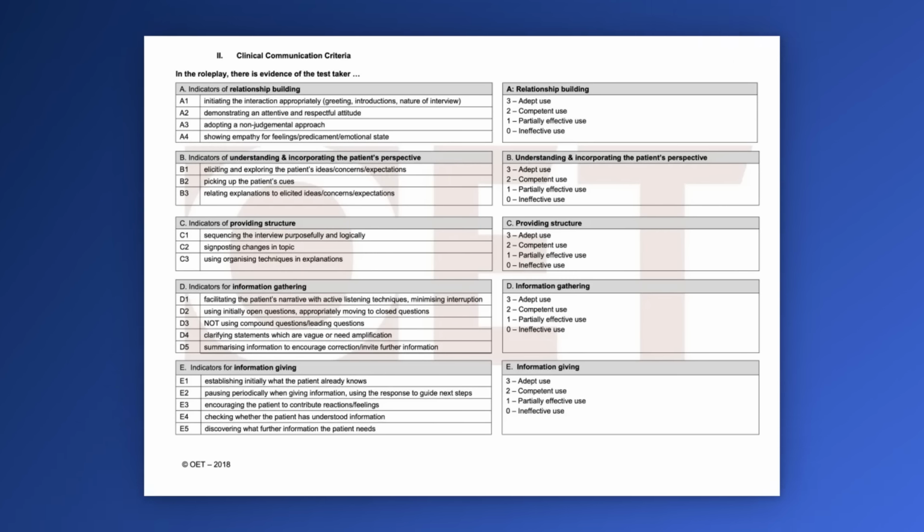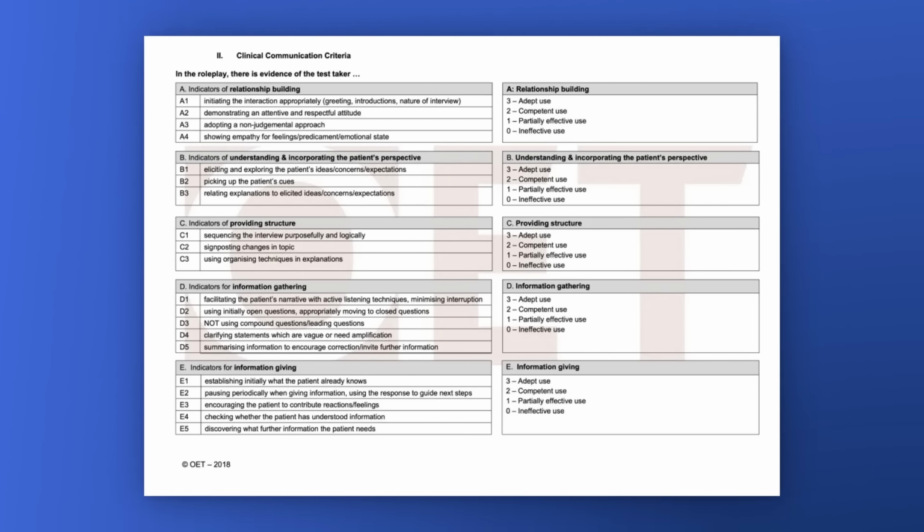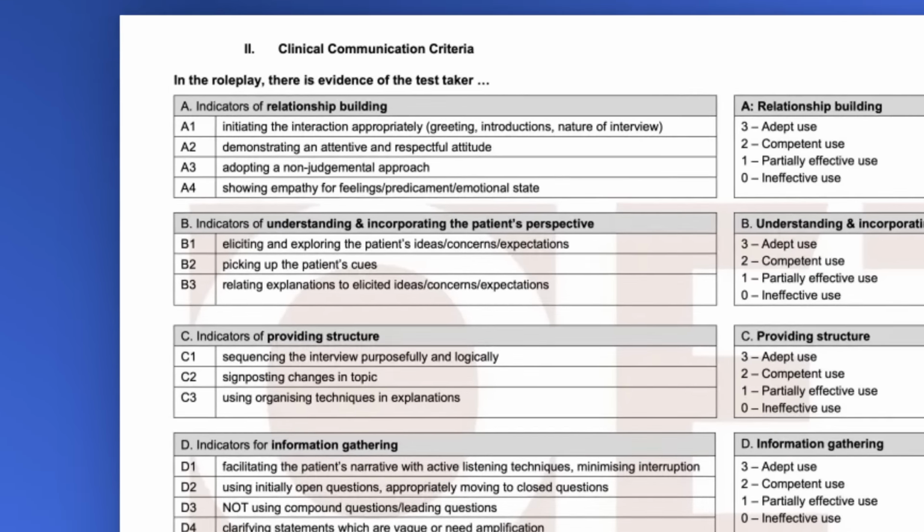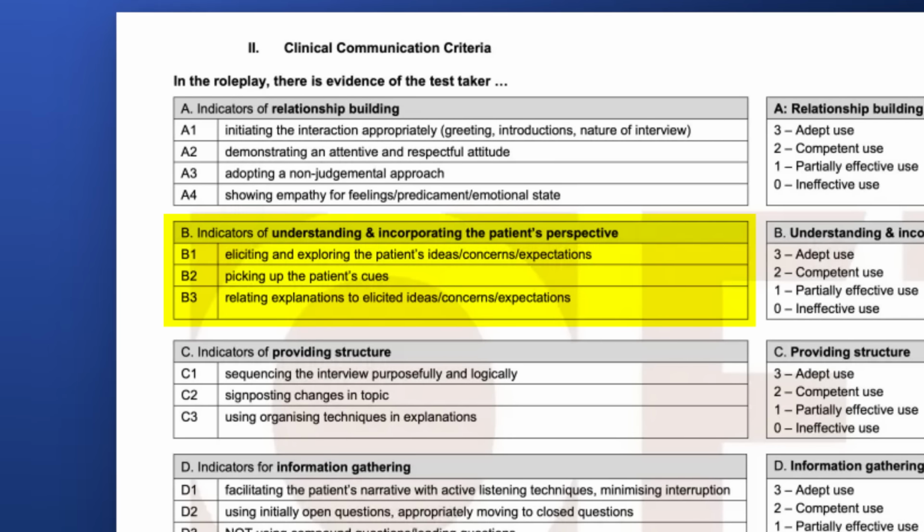Let's take a look. As you can see, clinical communication is not just about information giving, it's also about relationship building, understanding and incorporating the patient's perspective, and information gathering. What do all of those skills have in common? That's right, interaction. And that means not just telling information to the patient, but having a discussion with them and asking them questions to hear what they have to say. After all, the appointment is about them, and we need to find out what they're experiencing and feeling.